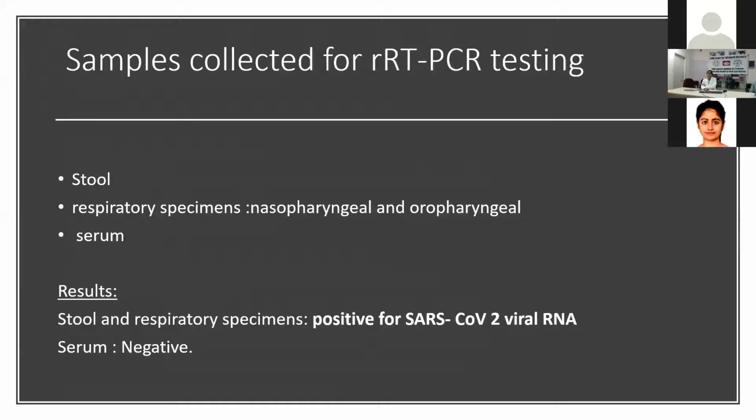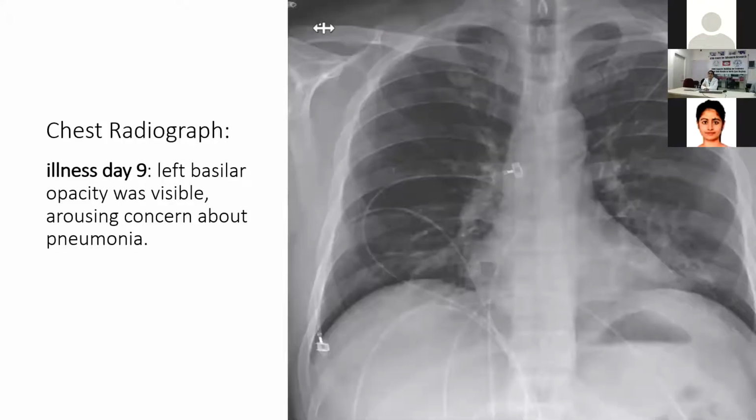Then various samples were collected for reverse transcriptase PCR testing: stool, and among respiratory specimens, nasopharyngeal and oropharyngeal specimens were taken, and a serum sample was also taken. On results, stool and respiratory specimens both were positive for SARS-CoV-2 viral RNA, whereas serum was negative.